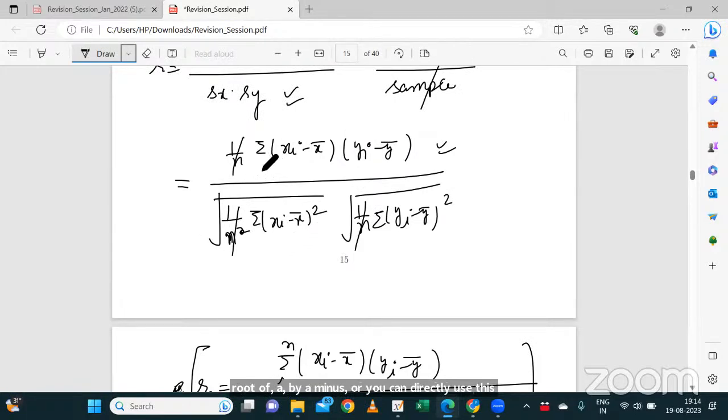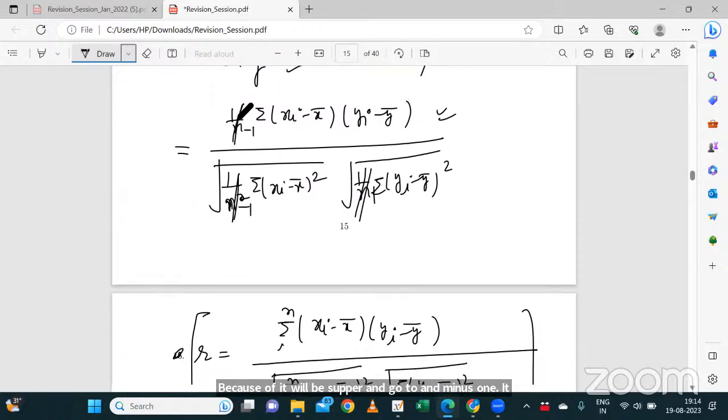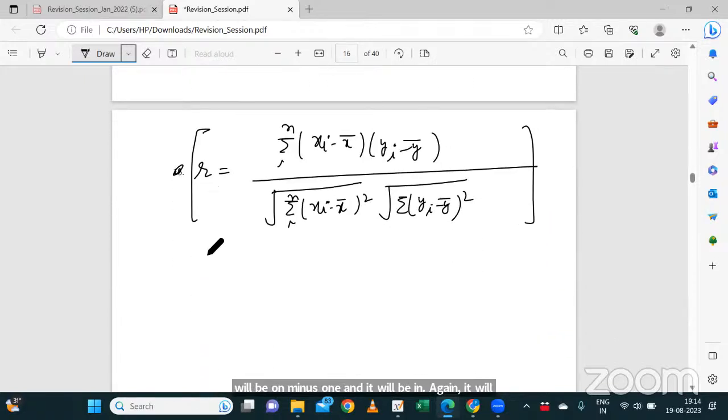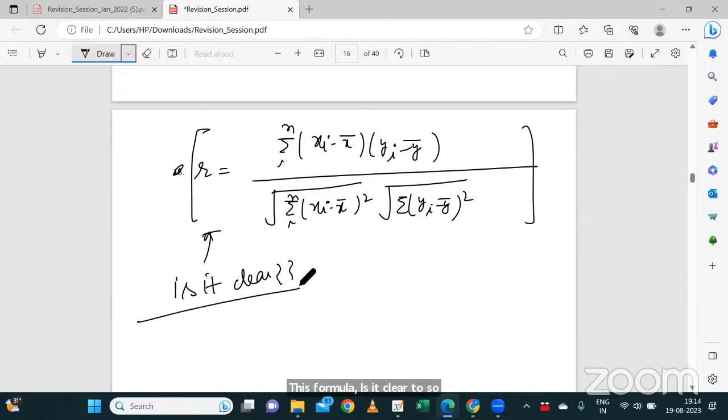Suppose I'm going to use the sample, so you have to use the sample in the numerator as well as in the denominator. Why? Because it will be n minus 1 and it will be n minus 1. Again, it will get cancelled out, and at the end, I will get this formula of correlation coefficient. Is it clear so far? Is it okay for everyone?